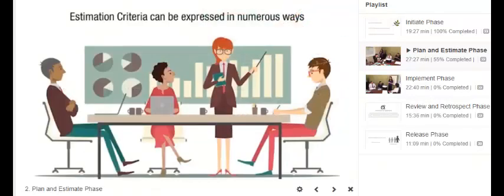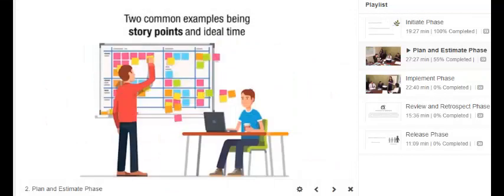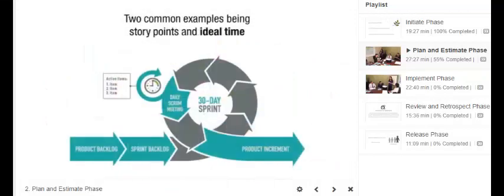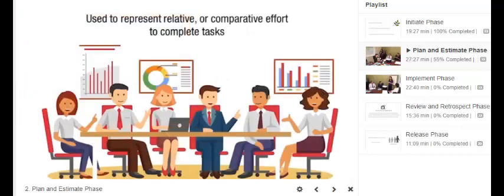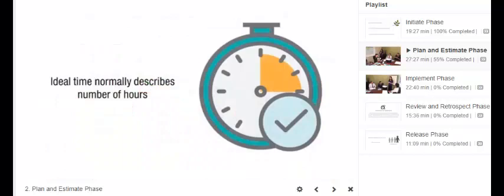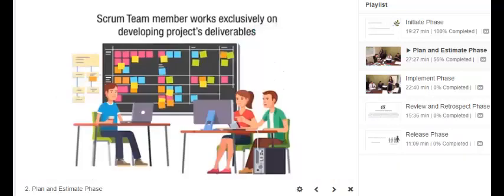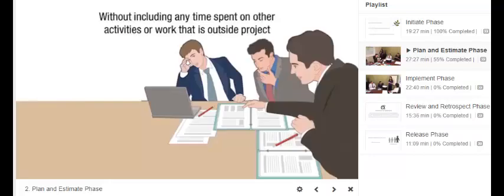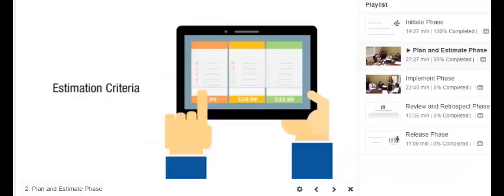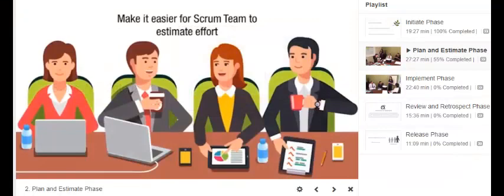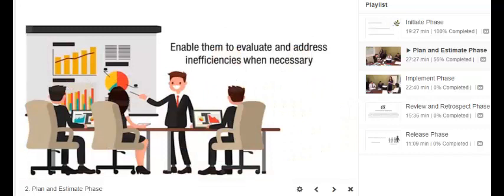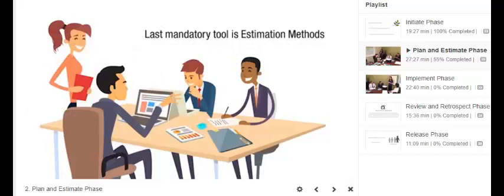Estimation criteria can be expressed in numerous ways, with 2 common examples being story points and ideal time. Story point values are used to represent relative or comparative effort to complete tasks, whereas ideal time normally describes the number of hours a Scrum team member works exclusively on developing the project's deliverables, without including any time spent on other activities or work that is outside the project. Estimation criteria make it easier for the Scrum team to estimate effort and enable them to evaluate and address inefficiencies when necessary. The last mandatory tool is Estimation Methods.